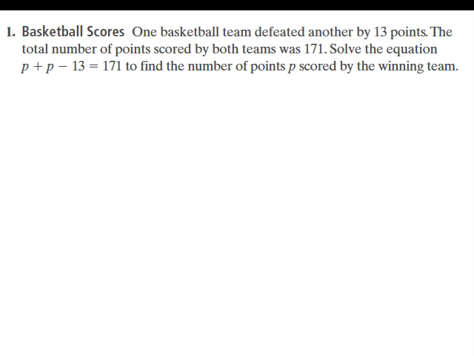Quick check number 1, basketball scores. One basketball team defeated another by 13 points. The total number of points scored by both teams was 171. Solve the equation P plus P minus 13 equals 171 to find the number of points P scored by the winning team. So we can start by writing the equation down.